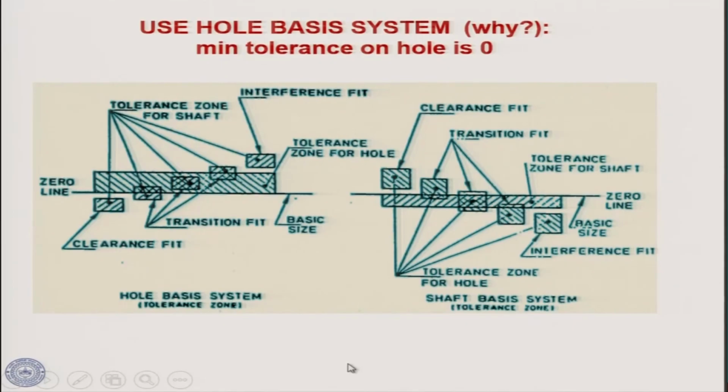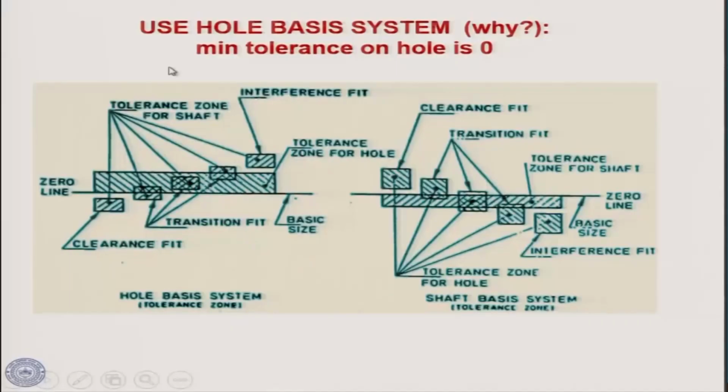Okay. So, here it is defined, and that is defined based on the level of the transition in the fit. Here is a very important thing: we can use the dimension which is hole basis or the shaft basis. Normally we use the hole basis, and why is shown here clearly. Now, use hole basis system so that the minimum tolerance on the hole is 0. Here you can see that this is the hole basis system. So, the minimum tolerance of this hole is 0, and depending on that we have the tolerance of the shaft.